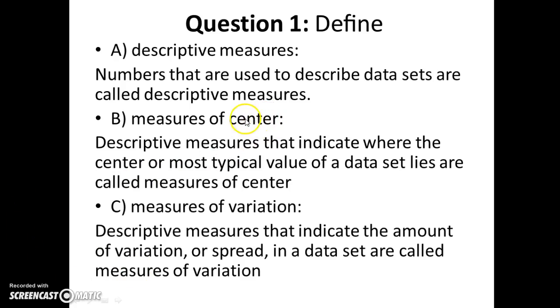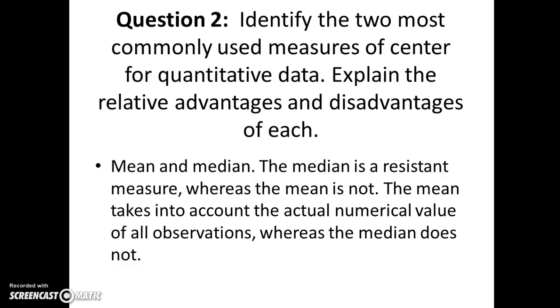So measures of center indicate where the center or the most typical value of the data set lies. We use mean, median, and mode for this. Measures of variation indicate the amount of variation. So how do the values vary, or how is the data spread? This is called measures of variation.